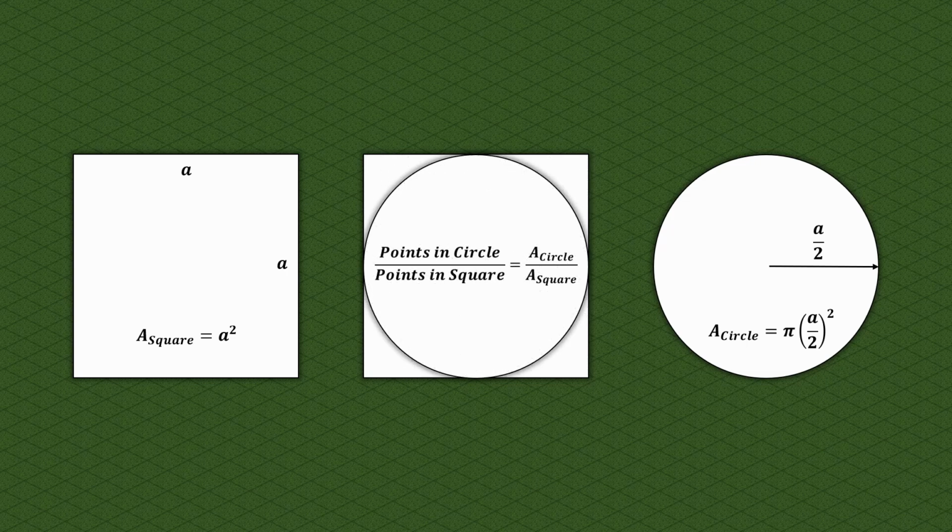Now the important equation is that the number of points which are in the circle over the number of points that are in the square, so the total number of points, equals the area of the circle over the area of the square. We can basically determine the ratio on the left side by counting. Putting in the two equations from the square and the circle leads to this equation we can see right here. If we solve that for pi, that leads to the equation pi equals 4 times the points in the circle over the points in the square.